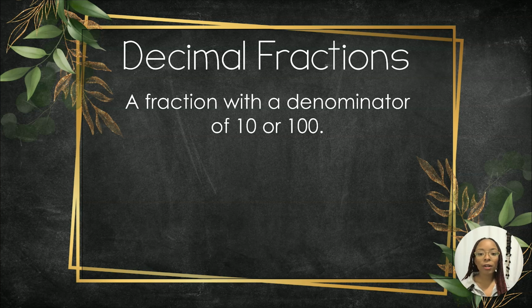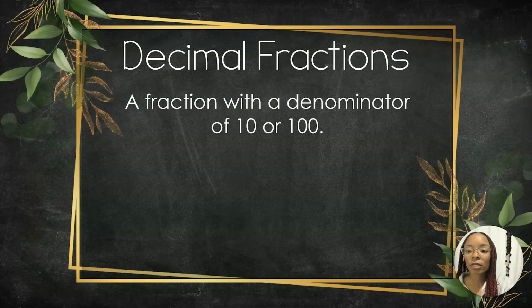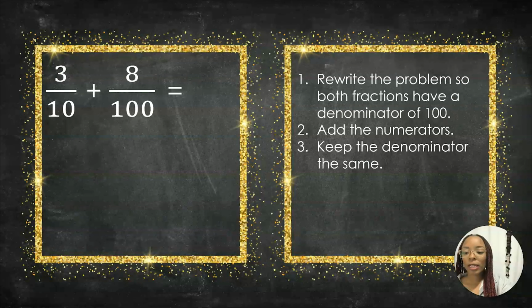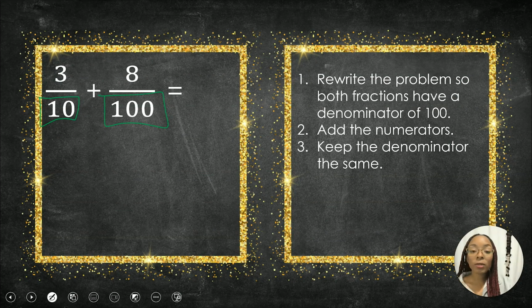Decimal fractions are fractions with a denominator of 10 or 100. Now, we have two fractions here, and while we've talked about adding fractions with like denominators in the past, this is going to be our first experience with adding fractions that have different denominators. And in order to do that, we're going to want to make our denominators the same. The easiest way to do that is to rewrite them so that the denominator is 100. We're going to take our 3/10.